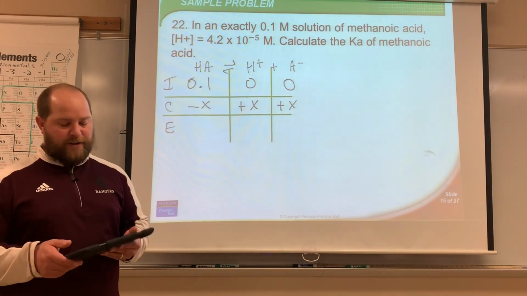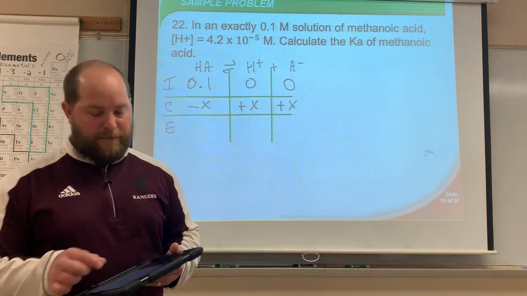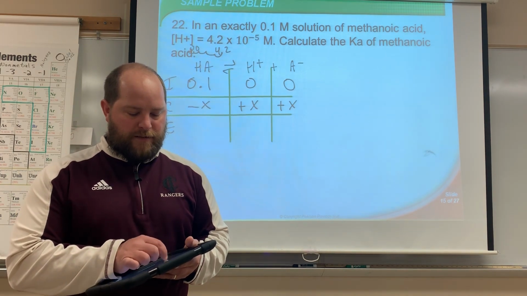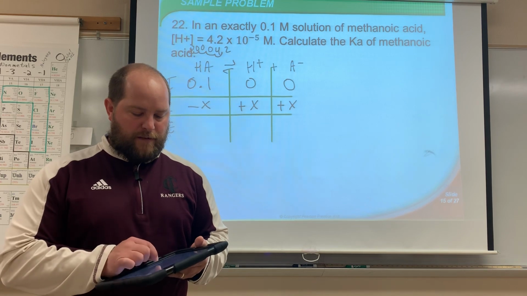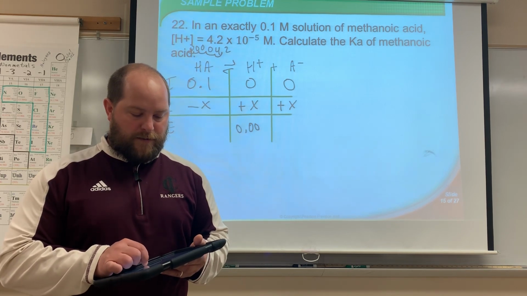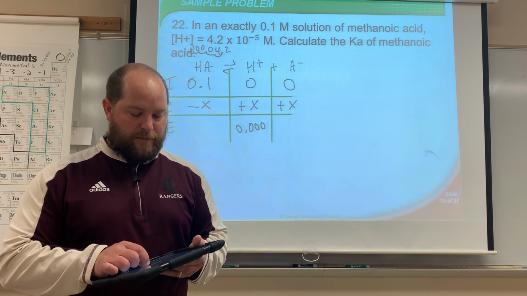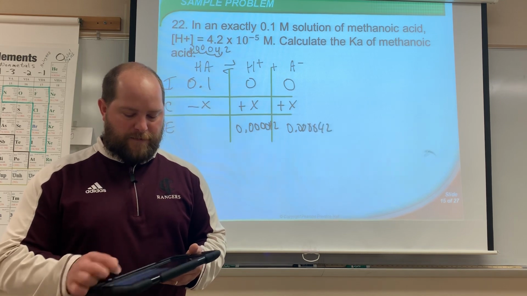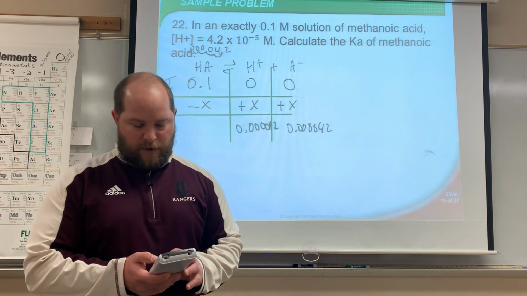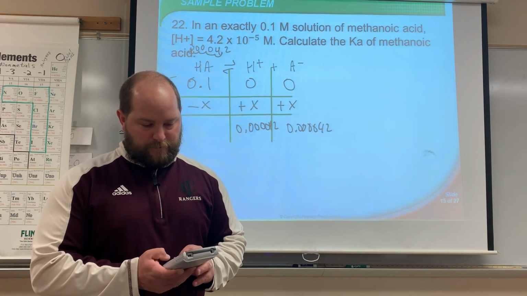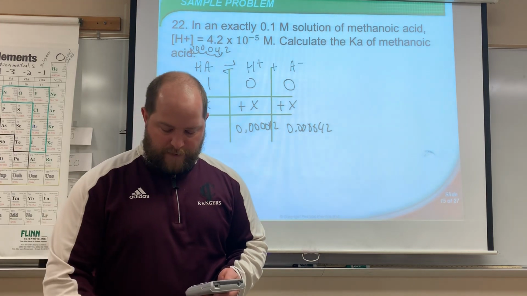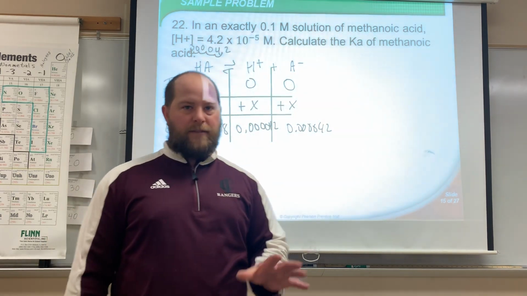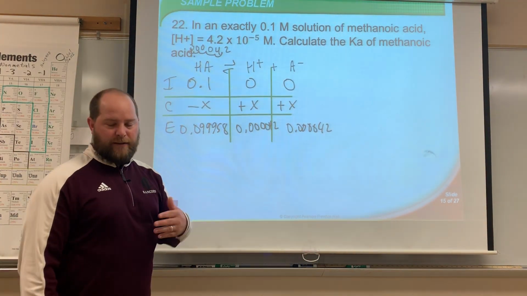We found the H plus concentration to be 4.2 times 10 to the negative fifth. So I can take this 4.2 and move it over, 1, 2, 3, 4, 5. Such a small number. So 0.000042. We'll subtract that from 0.1, and I get 0.099958. Again, don't round yet. Include all the numbers that you can till the very end.